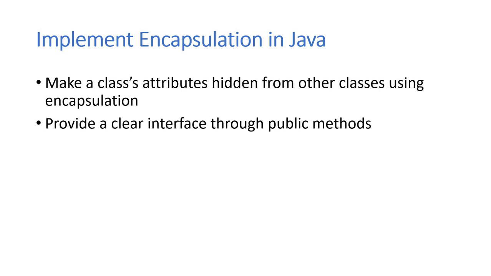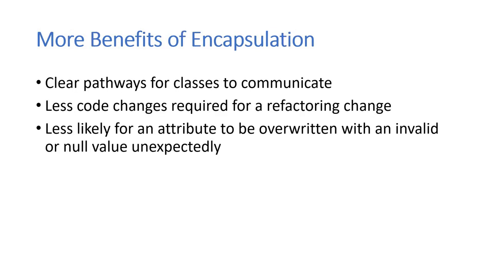This would allow us to create a specific pathway for the classes to communicate without making them heavily dependent on each other. By preventing other classes from having direct access to a certain attribute, our program becomes more secure and less error prone, because when a given change has to be made, it will result in less code changed. Furthermore, with more restricted access, it's less likely that an attribute would be overwritten with an invalid value or null unexpectedly.